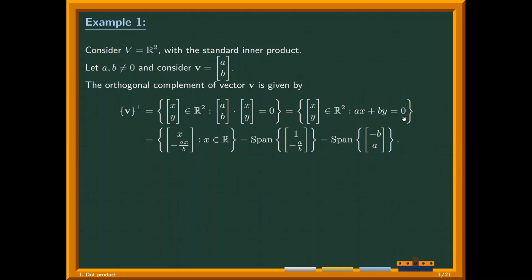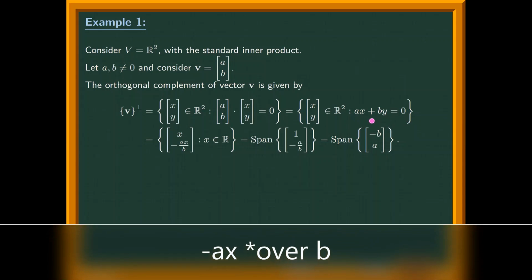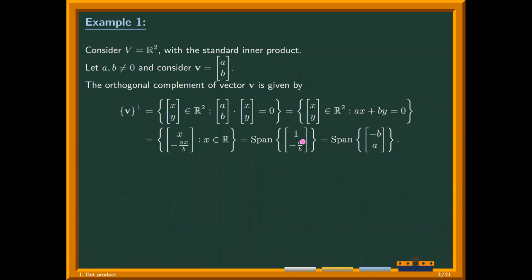So this can be written as the set of all two-vectors where x is arbitrary and the second component y is equal to negative a over b times x. That is obtained from this equation. So we're talking about the span of the two-vector with components 1, negative a over b. And this can be expressed as the span of the two-vector (negative b, a).